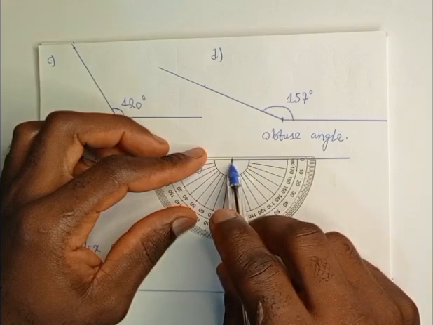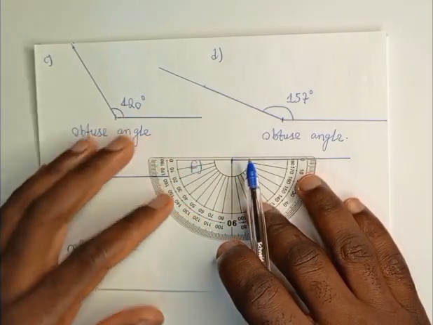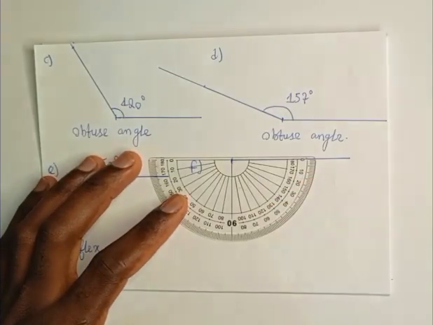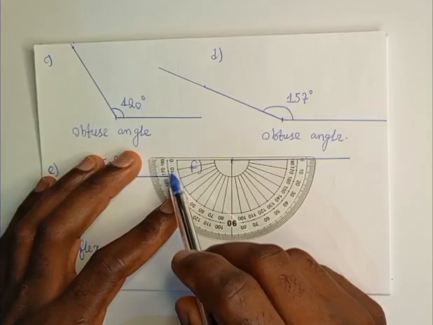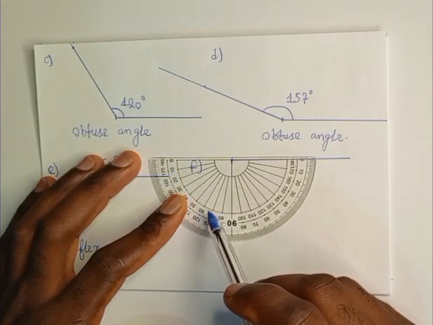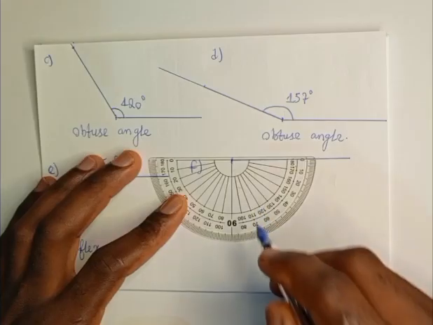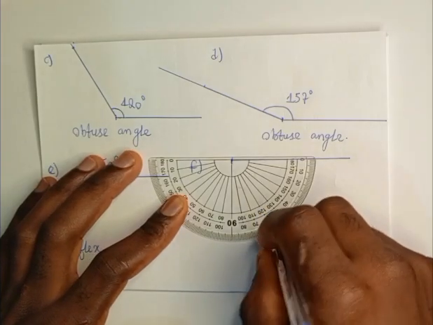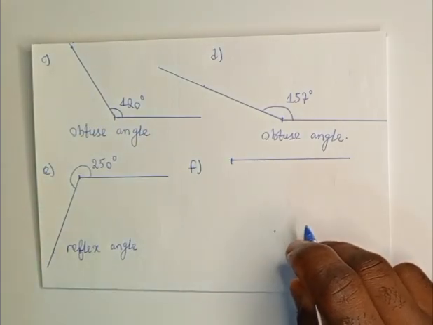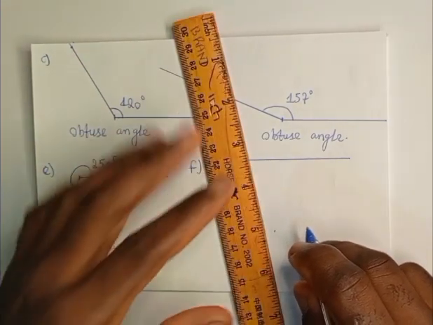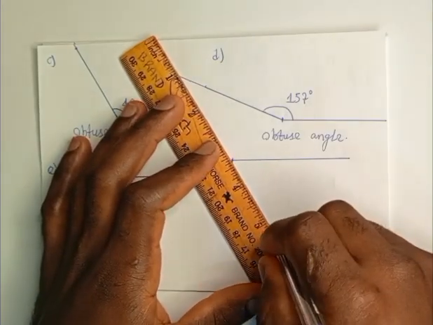This is the 0 mark. The initial point lies on the initial point of the line. Then we measure 120 degrees. This is 0, 10, 20, 30, 40, 50, 60, 70, 80, 90, 100, 110, 120. Put the dot here. Then we connect the dot to the initial point of the initial line. Such.